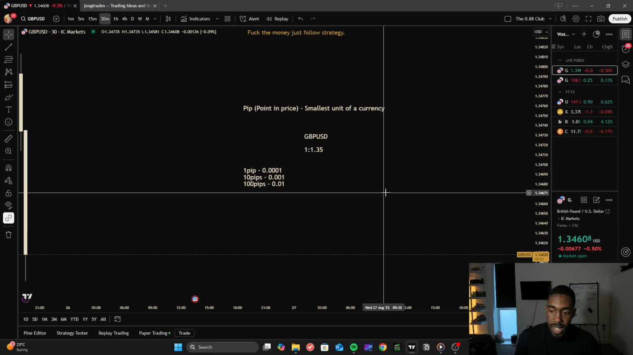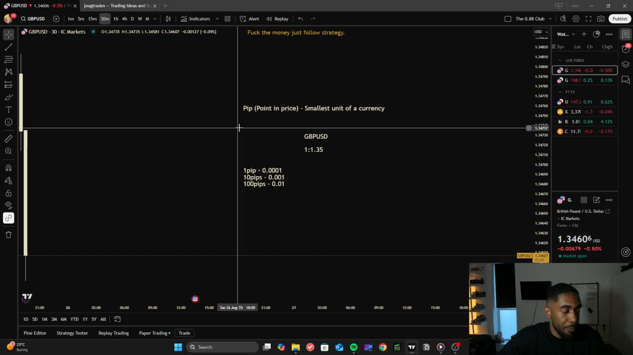So yeah, hopefully that explains why we use pips, because price changes are very small. So we need a term, instead of saying, oh, price has moved 0.001 units, we say price has moved 1 pip, price has moved 10 pips, price has moved 15 pips. So hopefully that explains that. All right.